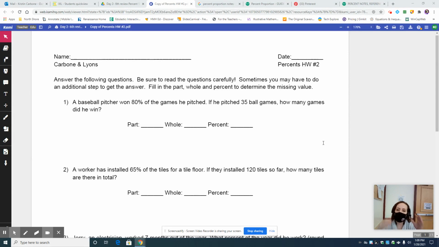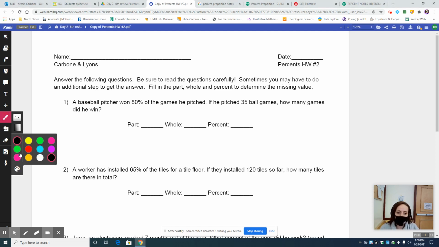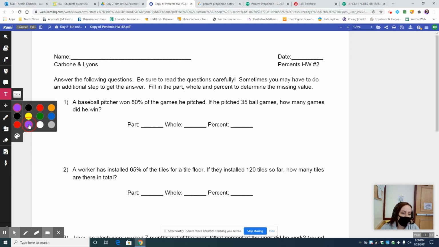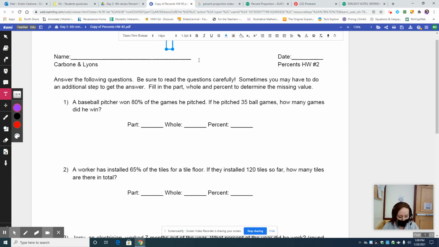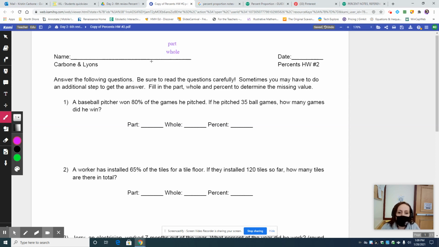All right, so we're going to take what we did in class today with that proportion, or those equivalent ratios, and we're going to use it for our homework tonight. Just to remind you of what we did in class towards the end of the period, we had our equivalent ratios, which was the part over the whole, and we used our information to create our equivalent ratios.